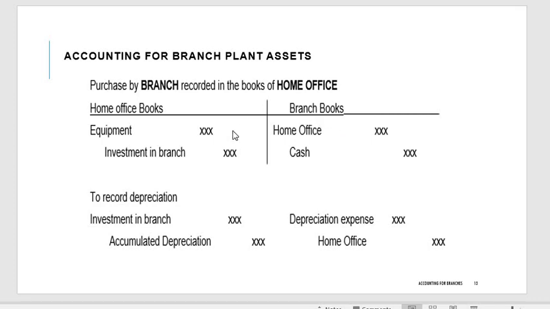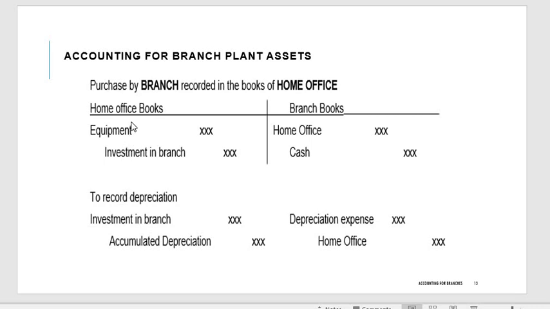So, ito yung case na ito. Ang nag-purchase si branch, but ang nag-keep ng record si home office. But to account for depreciation, no, di ba, ang mag-record always ng expense si branch. So, mag-debit siya ng depreciation expense, credit siya ng home office, no. Para kasi siyang expenses na i-allocate ni home office or branch, no?